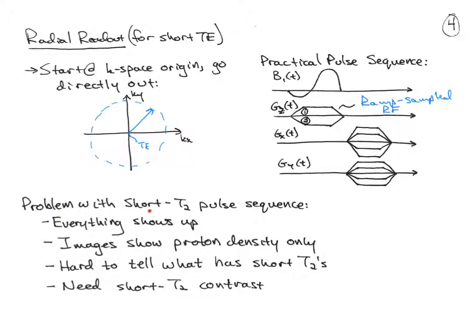Now the problem with the short T2 pulse sequence is that everything shows up because we're exciting two slices, because we're doing the half pulse excitation. The images also show proton density only because there's usually no T1 weighting or other kinds of weighting, and it can be hard to tell what has short T2s. And so then we really need to somehow look at ways to improve the short T2 contrast.